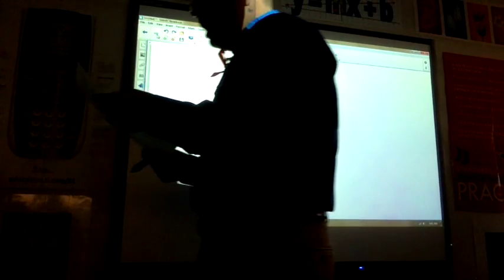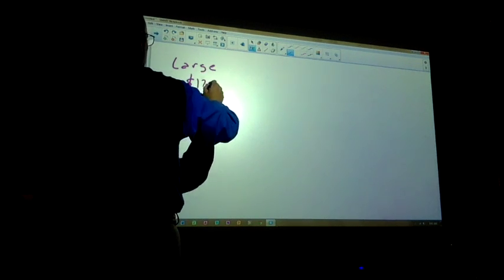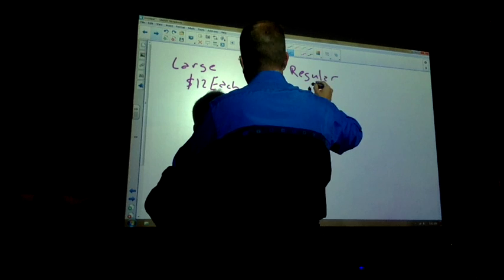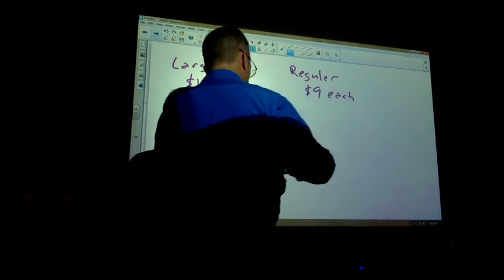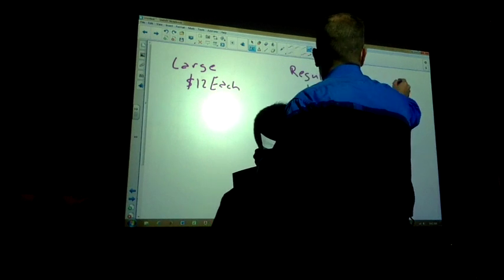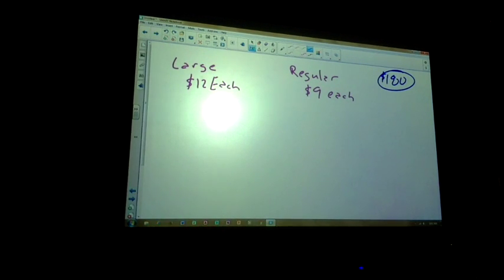It says the school club ordered large pizzas at $12 each and regular pizzas at $9 each. I like pizza. When you start talking pizza word problems, you know where my mind goes? Eating pizza. But that is what it is. Let's put down what we know. The large pizzas cost the school $12 each, and the regulars cost $9 each. The club can spend no more than $180 on the order. So they have $180 they're allowed to spend on these pizzas. Obviously, they're going to try to make some money selling these pizzas for more than what they purchased them for.